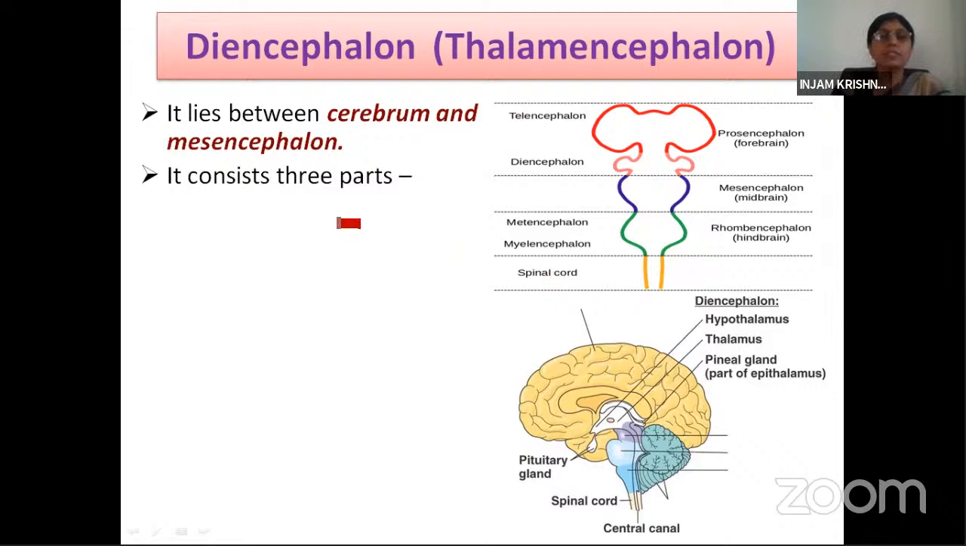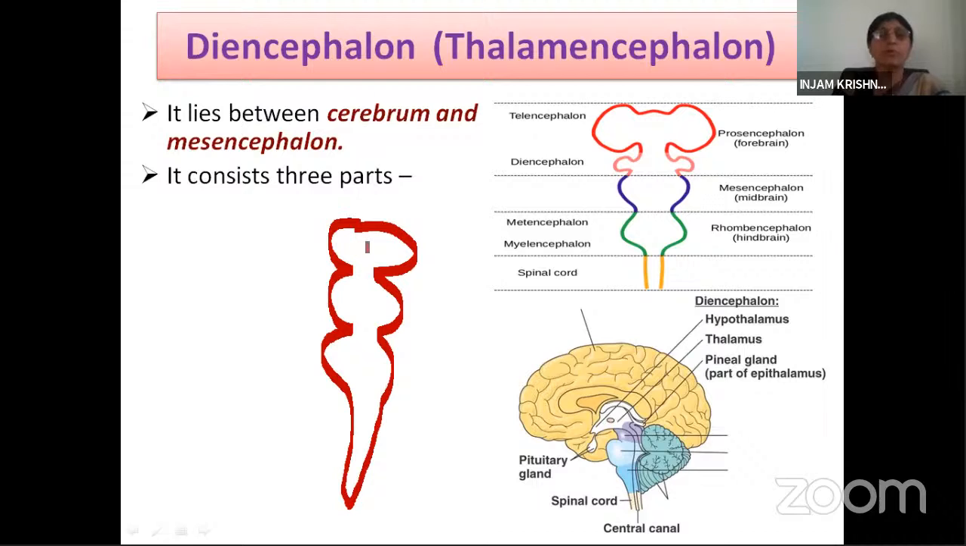At the growing stage, generally we call it prosencephalon, then mesencephalon and rhombencephalon. But when it is developing, this prosencephalon divides into 2 unevenly. The first part grows to a large size, and the second one is a smaller size. This biggest part is the Thalamencephalon. Yes, the smaller part is Diencephalon.